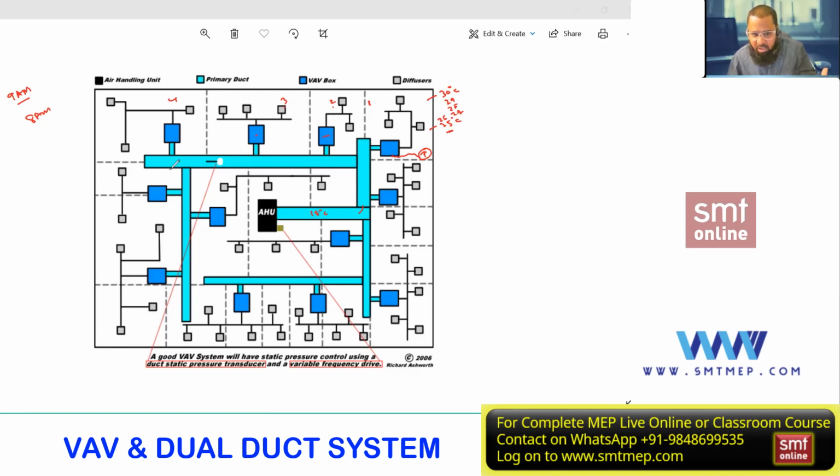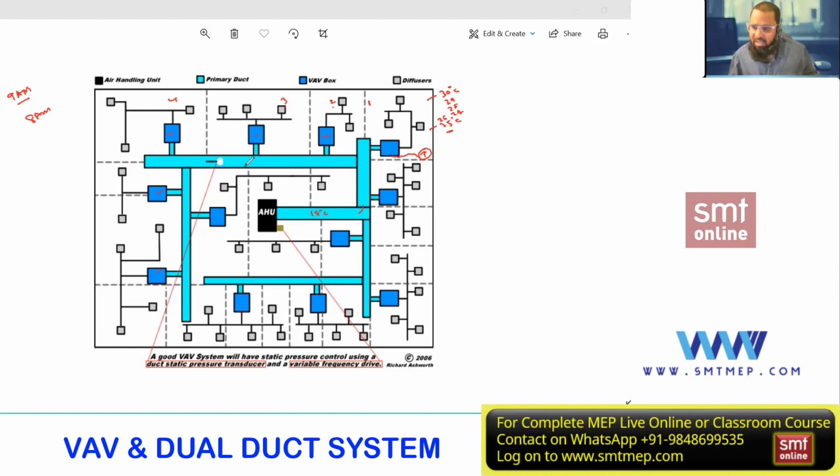Okay. Now assume that all the VAV is working. Suppose at 9:30 p.m. all the cabins are on, so all VAV is working and the AHU runs at full load, for example. As the temperature is maintained, it will set to minimum. Or suppose one cabin switches off, so it will close, or it will set to minimum.